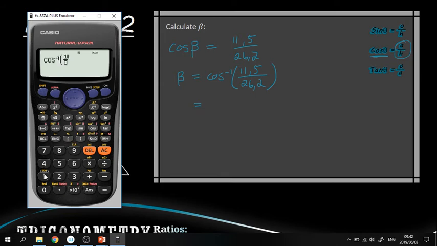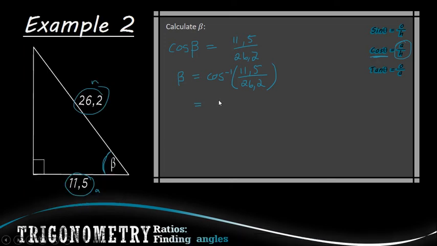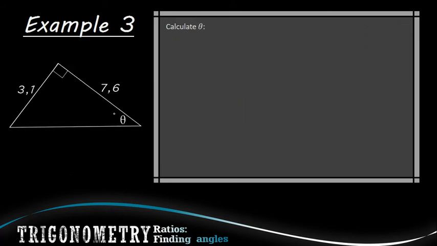And then if we put that onto the calculator, we say shift inverse of cos, and then we have 11.5 over 26.2. So this gives us 63,96, so 63,96 degrees.